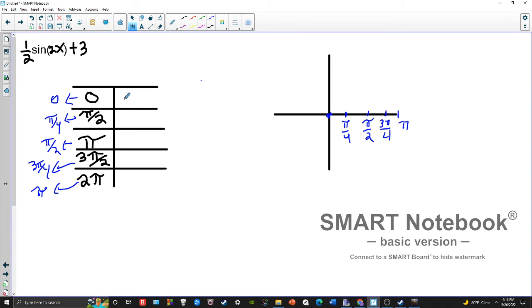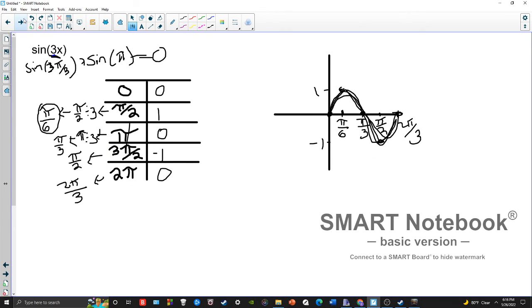Now, normally my y's do what? My y's go 0, 1, 0, negative 1, and then back to 0, right? That's how they've been the last few graphs here, right? That's how they always go.